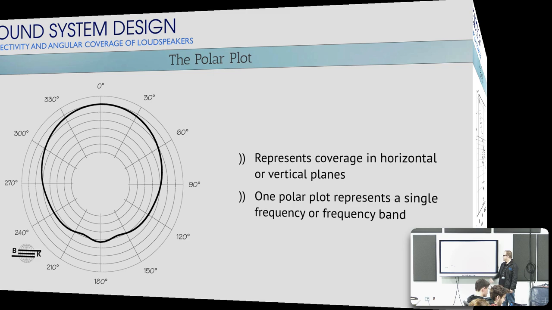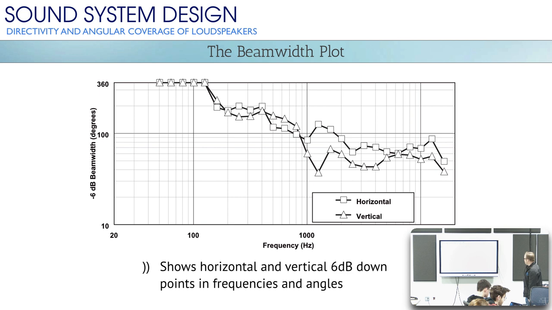So here's another way of looking at it. This is called a beam width plot. The idea behind a beam width plot is, when you're thinking about the directivity of the sound, you're mostly interested in what we call the 6 dB down point. The 6 dB down point is the angle at which it gets 6 dB quieter, because after that, generally it's too quiet to be useful to you anymore, okay?